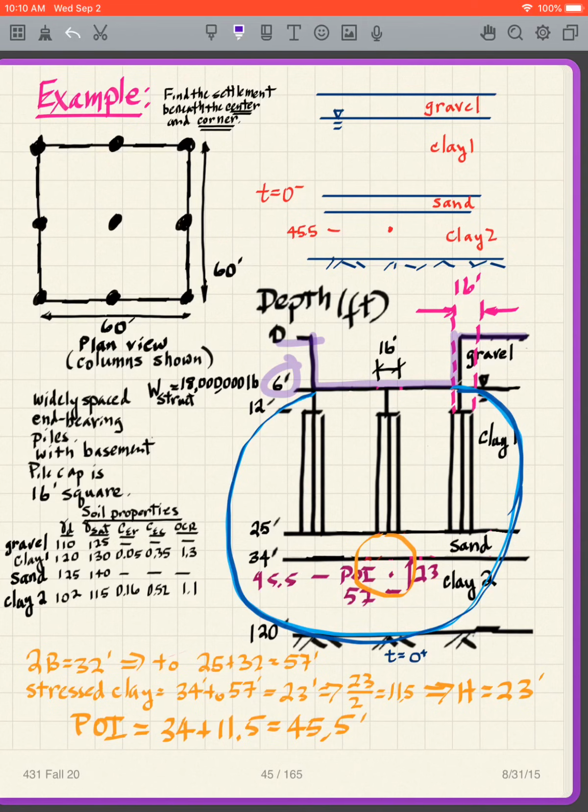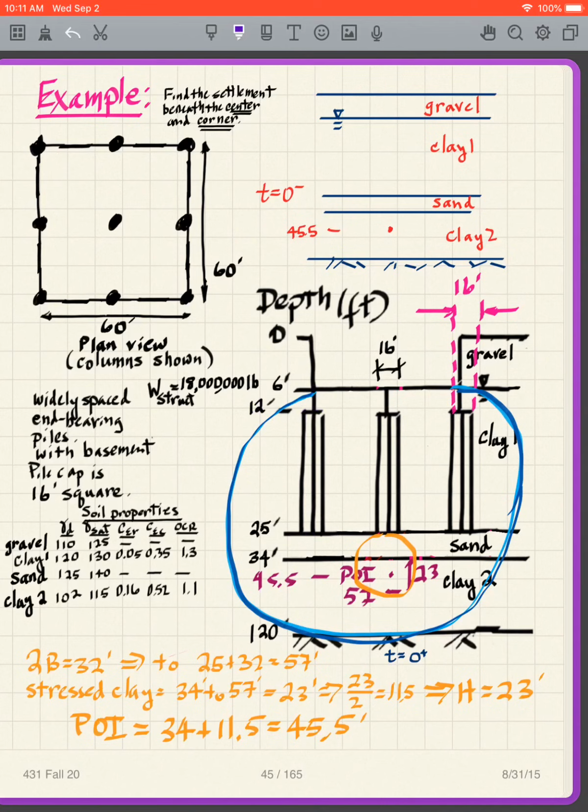We are going to put these piles in here like this at 12 feet, and here we have the piles going down to the top of the sand. So now the tips are in the sand. So what does that mean? That means that these are end-bearing piles. If the tips were in clay or silt, then they would be friction piles, but these are end-bearing piles.